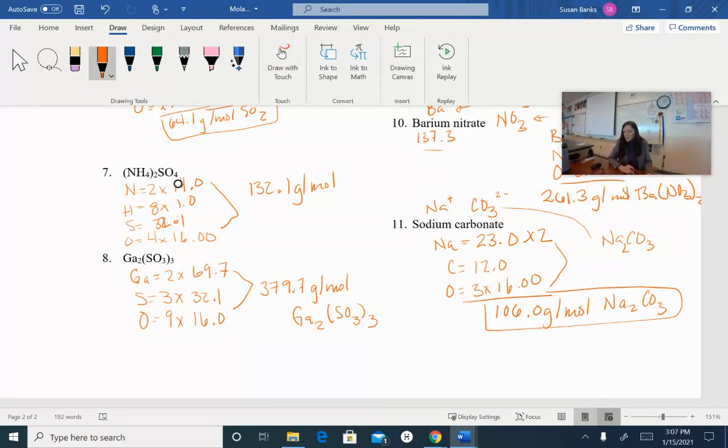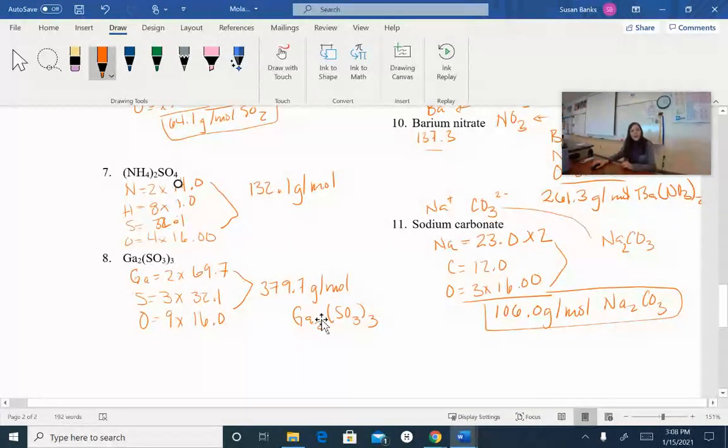All right, so your homework assignment is to calculate molecular masses, and some of them I've given you words of chemical compounds, and you're going to have to come up with the formulas and then also create the molar mass.